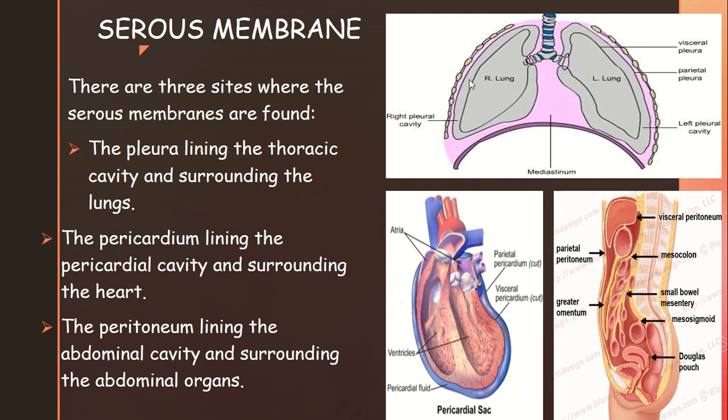So as we have seen, the space is being filled with the serous fluid. The pericardium lines the pericardial cavity and surrounds the heart. So this is the pericardial cavity surrounded by the pericardial fluid, that is the serous fluid. The peritoneum lines the abdominal cavity and surrounds the abdominal organs. So the layer surrounding the organs is called the visceral peritoneum, and the outer layer is called the parietal peritoneum. The fluid filled between these two is called the serous fluid.